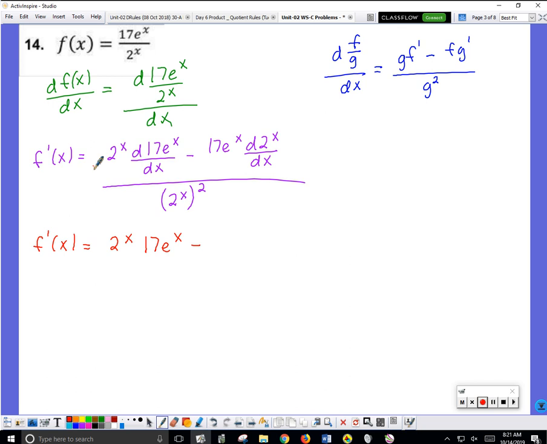If you stop here on the written portion of the test, you won't get full credit. You haven't evaluated the d/dx. I've got to get rid of the d/dx.